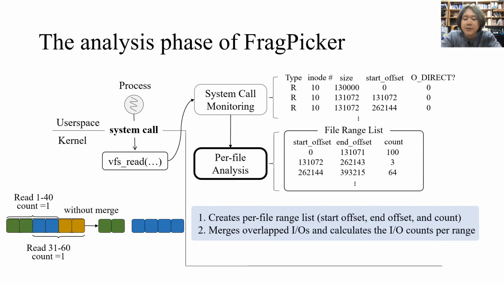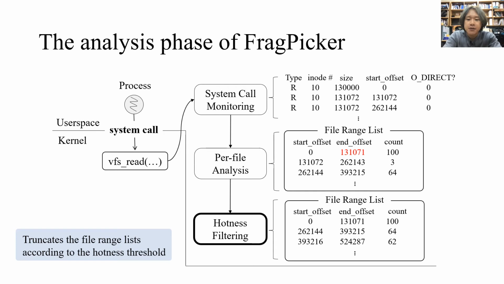Afterwards, FragPicker performs per-file analysis. In this process, it creates a profile range list, which includes start offset, end offset, and the I/O count for each range. This process also merges overlapped I/Os and updates the I/O count. Without the merge process, the overlapped I/O ranges can incur another fragmentation after migration, like this. Therefore, we merge such ranges like this.